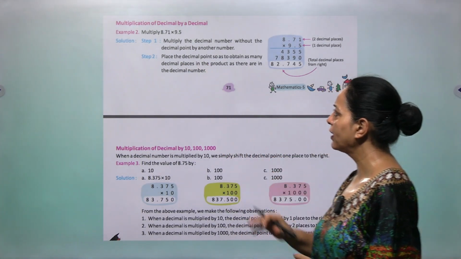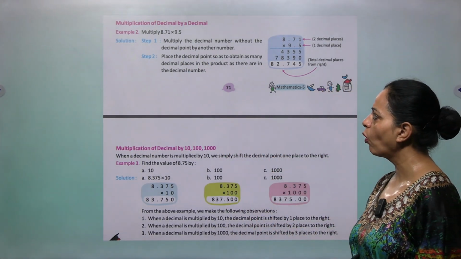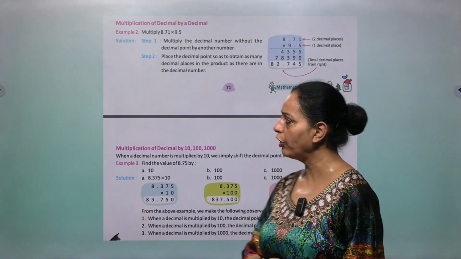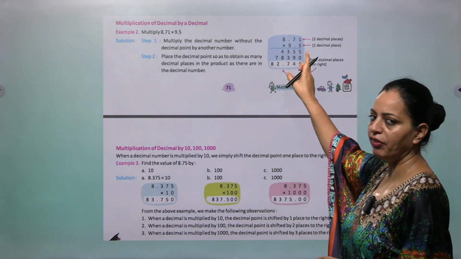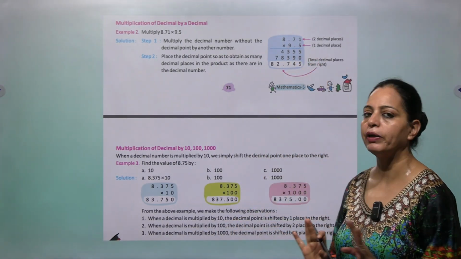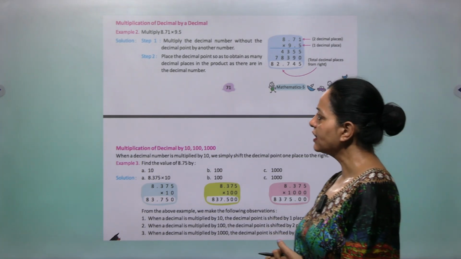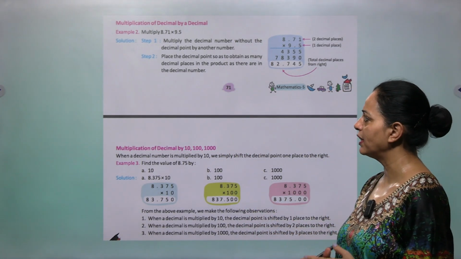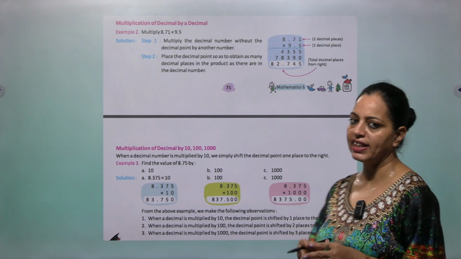Step 1, multiply the decimal number without the decimal point by another number. Two numbers are 8.71 and 9.5. So multiply 871 and 95. Then step 2, place the decimal point so as to obtain as many decimal places in the product as there are in the decimal number.